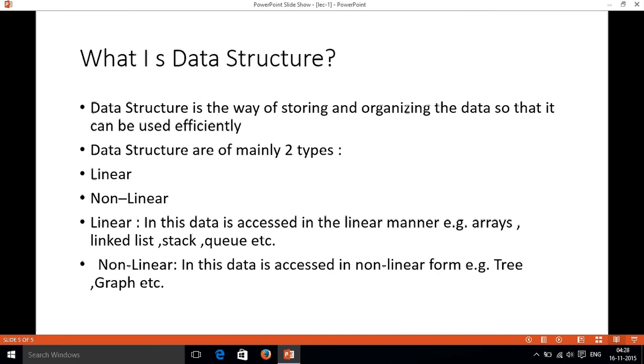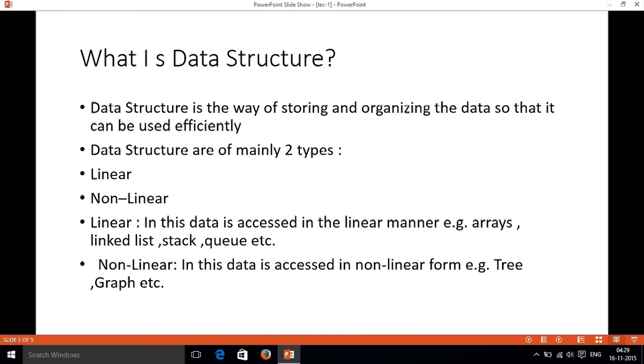In linear data structure, the data is accessed in a sequential manner. For example, arrays, linked lists, queues, stacks, etc. Now, in array, the data is stored in a contiguous memory and is accessed in a linear manner.